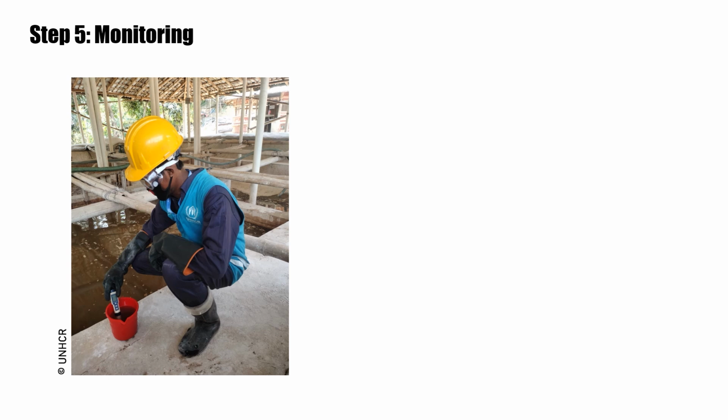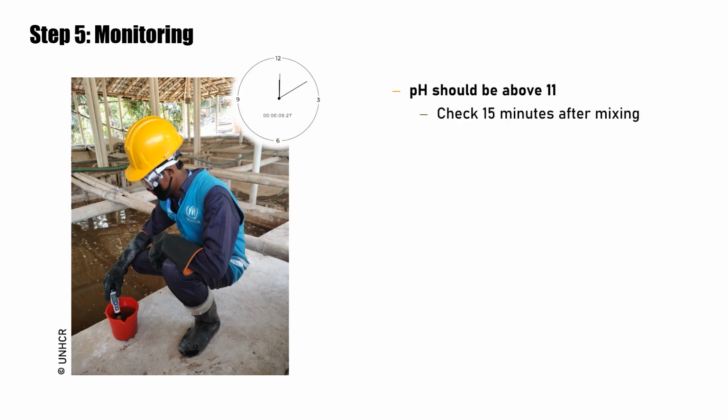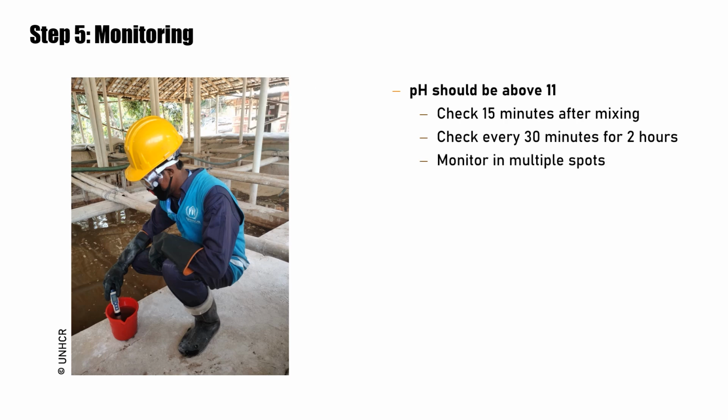After mixing, check that the pH is above 11. If not, add more lime slurry until it is. After 15 minutes, check again that the pH is still above 11. If not, add more lime slurry until it is. Monitor that the pH is still above 11 every 30 minutes for 2 hours. In large treatment ponds, monitor in multiple spots to ensure homogeneous treatment.